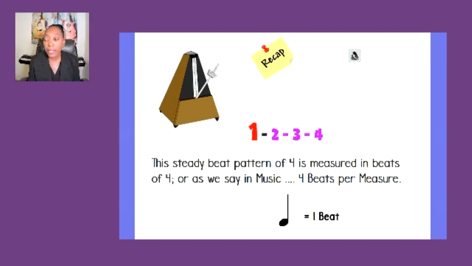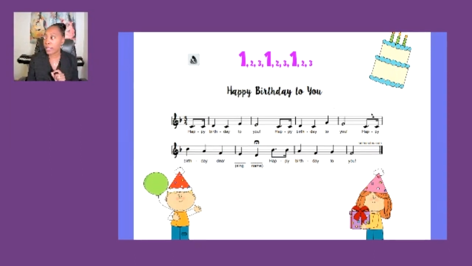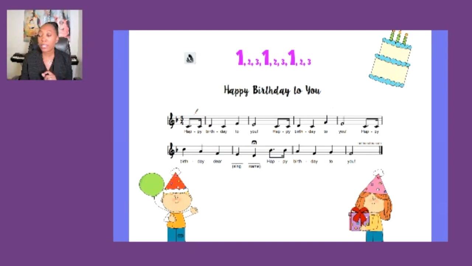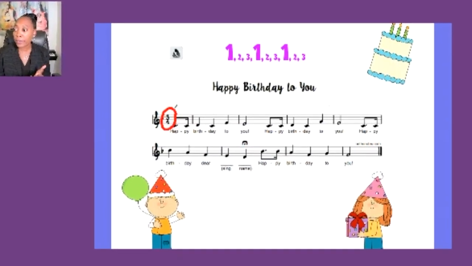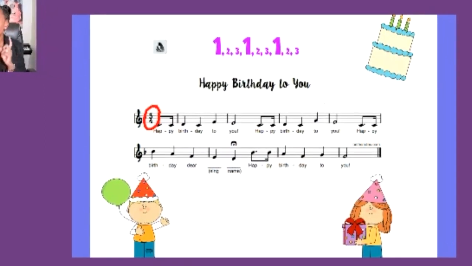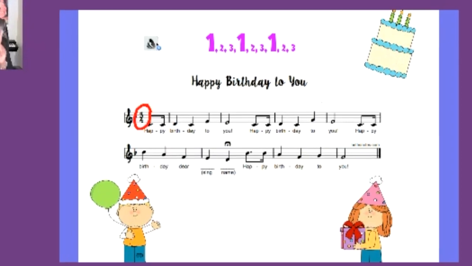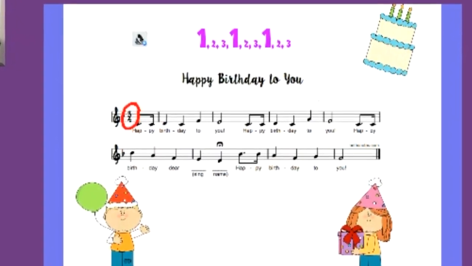1, 2, 3, 4. Now there is a song that I'm sure you've heard of that's in 3/4 time signature, and you betcha it's Happy Birthday. So look at our time signature here, and you're gonna see it's in 3/4 time, and let's listen. Let's listen to the 1, 2, 3. 1, 2, 3, here we go.